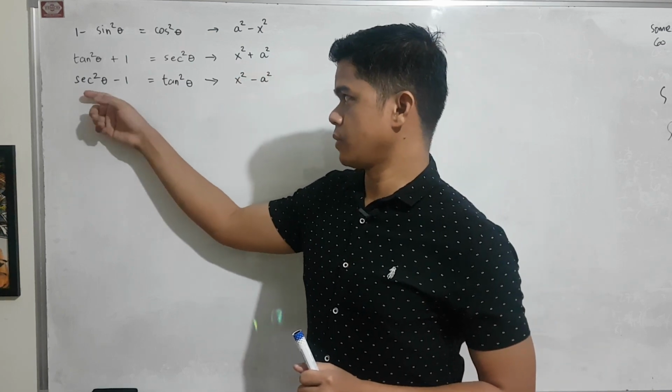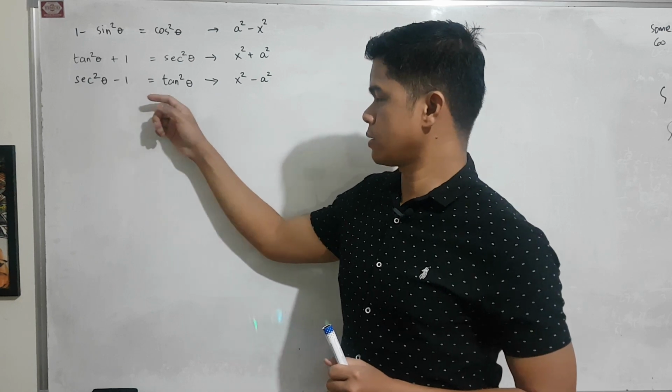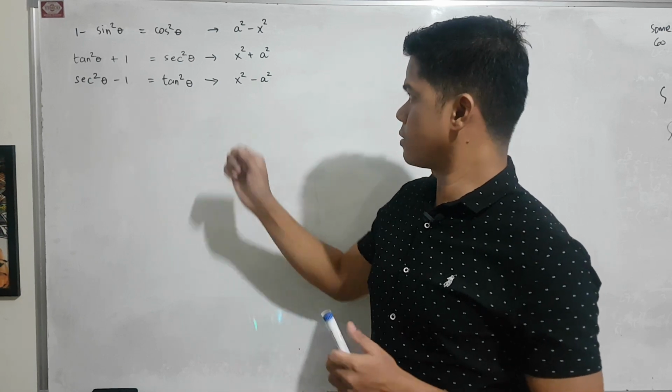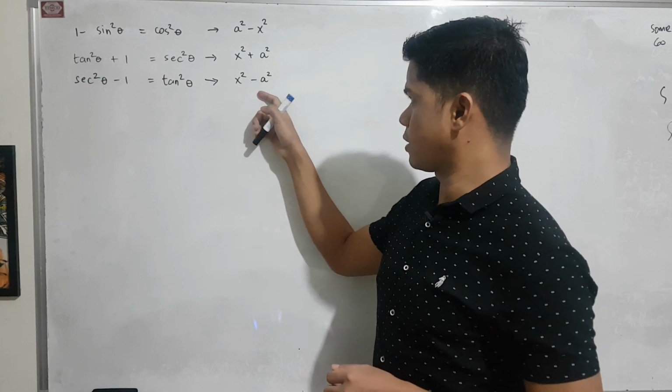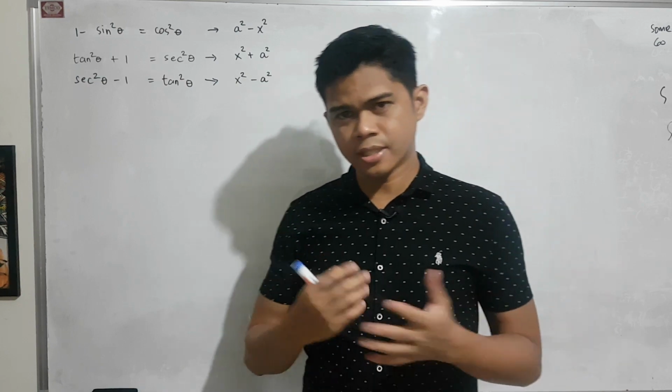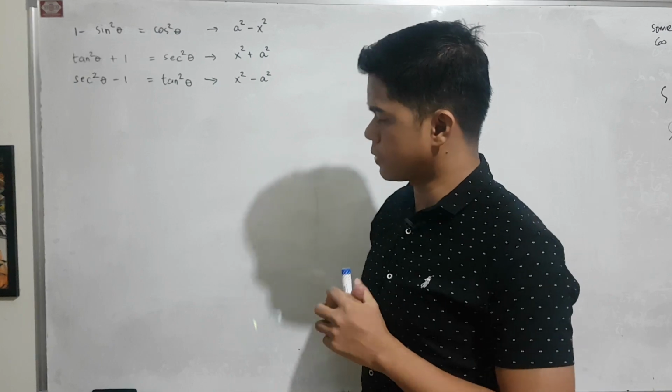On the third one, we have secant squared theta minus 1 equals tangent squared theta, which can be used when the integrand has x squared minus a squared. So let's have a quick example.